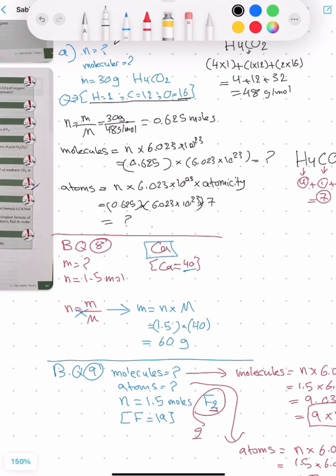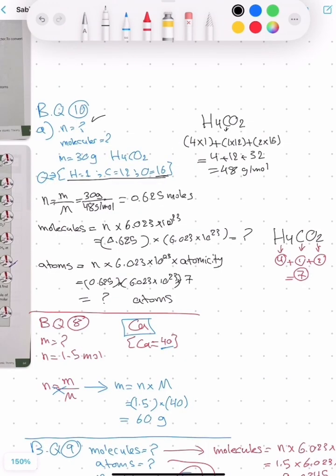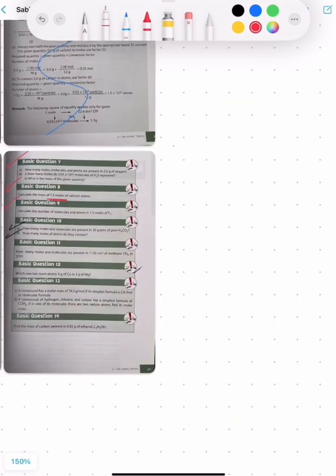And you'll get your answer in atoms. That's for B. B is also done. Let's go to basic question 11.